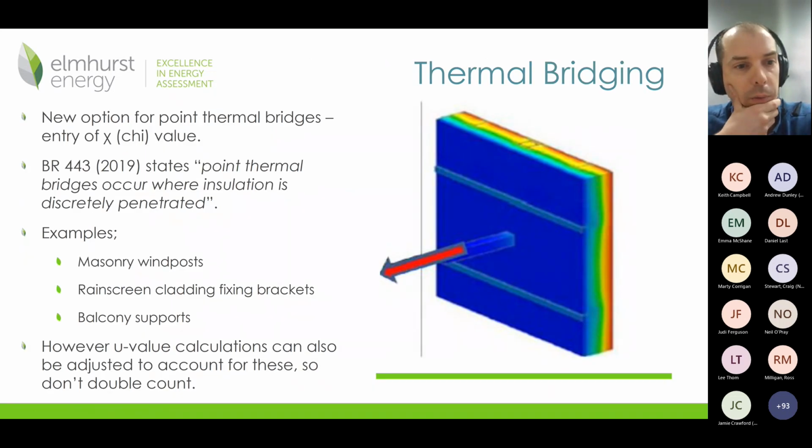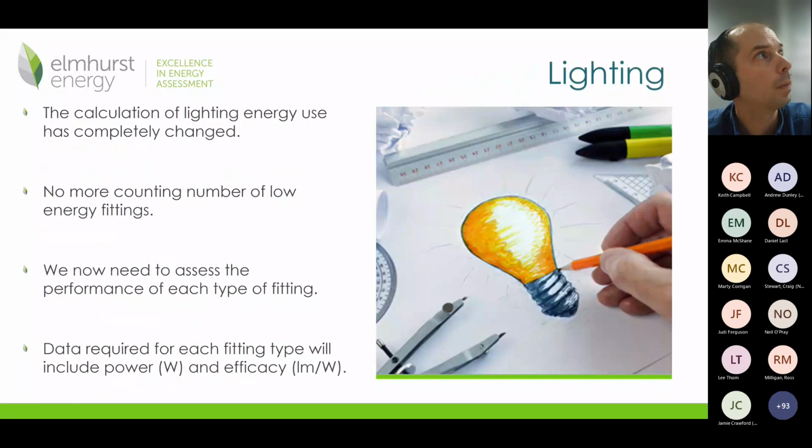Sticking with thermal bridging, there's this weird type of thermal bridging called point thermal bridging, which wasn't categorized within SAP assessments previously. It's where you've got an individual structure or something penetrating the insulation, and it's not really modeled at the moment in SAP. Now there is an option for a SAP assessor to account for that in their SAP assessment, should they have it.